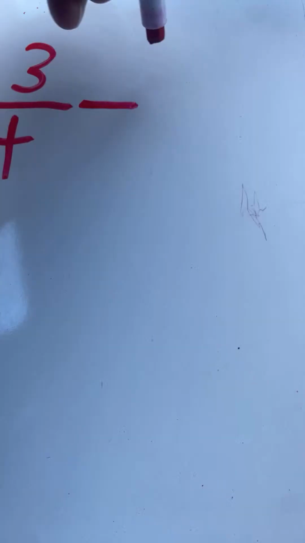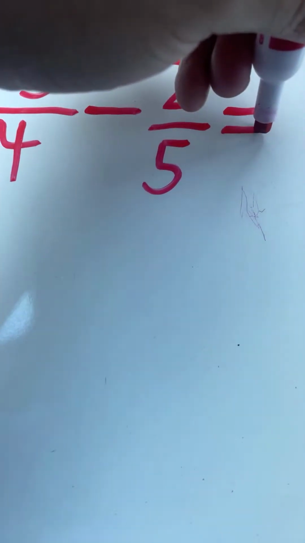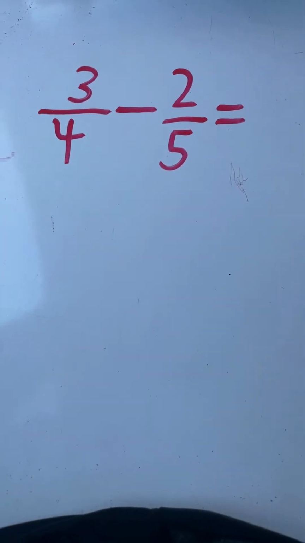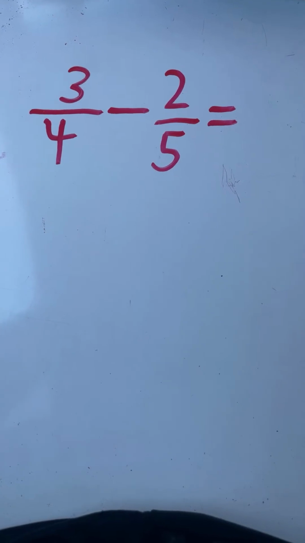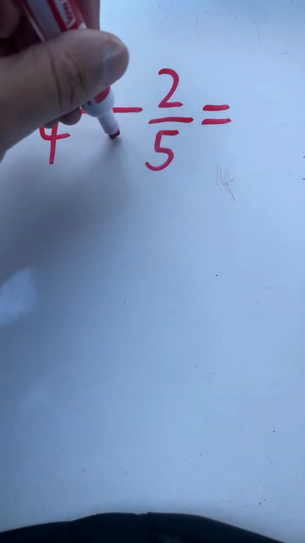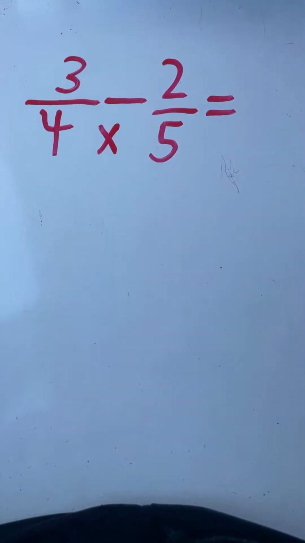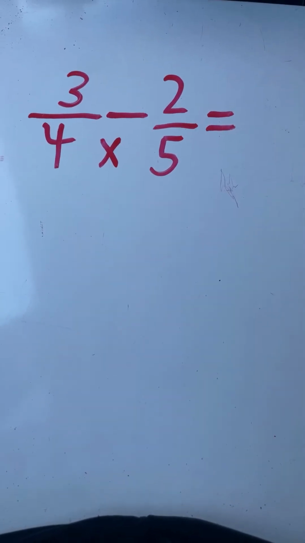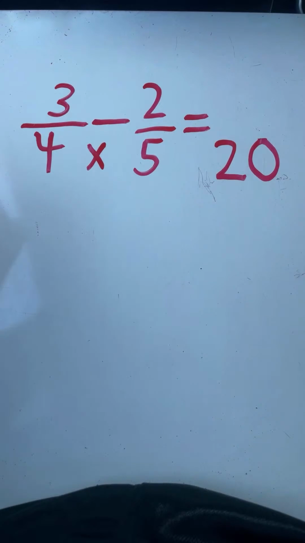Alright, next example, we have 3/4 minus 2/5. So step 1, we have to find a common denominator, and we can do that by multiplying our two separate denominators. 4 times 5 equals 20. So 20 is our common denominator.